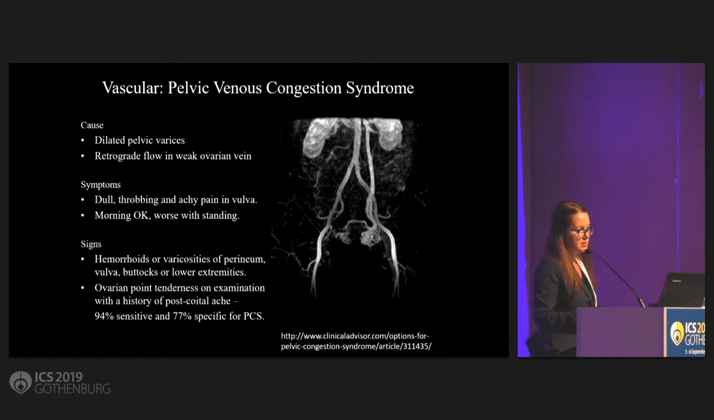The symptoms are dull, throbbing, achy pain in the vulva, and the patients become worse over the course of the day. On physical exam, you can see hemorrhoids, varicosities in the vulva, buttocks, or lower extremities. It's also common to see ovarian point tenderness on examination, and the patient may report a history of postcoital aching.